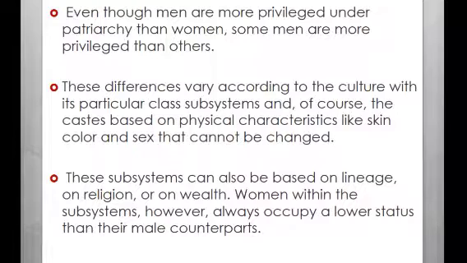Even though men are more privileged under the patriarchy than women, some men are more privileged than others. These differences vary according to the culture with its particular class subsystems, and of course, the caste based on physical characteristics like skin color and sex that cannot be changed.